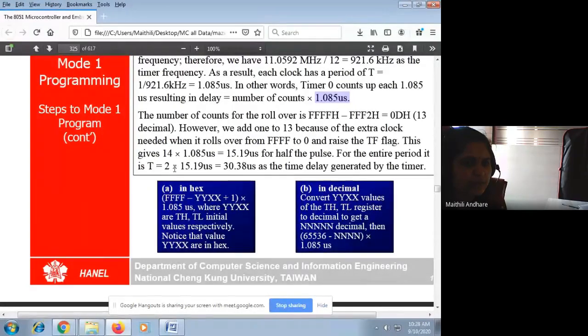Means for the entire period, the total time period is 30.38 microsecond. So the delay generated by this given value is 30.38 microsecond, as the delay generated by the timer. In this way, if you have been provided any initial value, in hexadecimal or in decimal, you should be able to calculate the delay generated by that particular value.